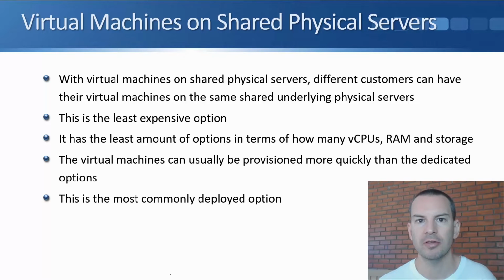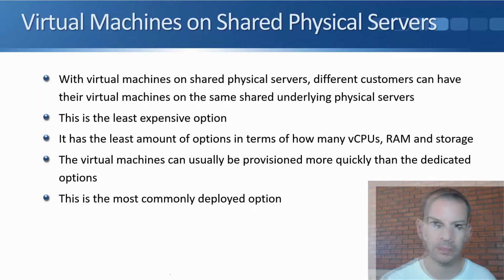Typically, it's going to have the least amount of options in terms of how many vCPUs, RAM, and storage settings are available for the virtual machine out of the three possible flavors. The virtual machines can usually be provisioned more quickly than the dedicated options, typically in less than 15 minutes. And because it's the least expensive option, this is also the most commonly deployed option of the three.